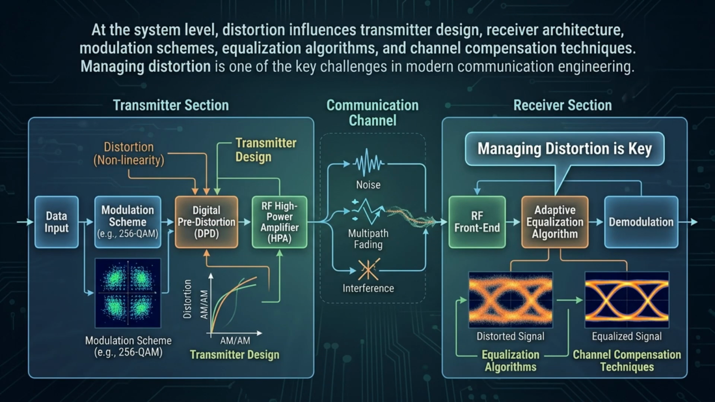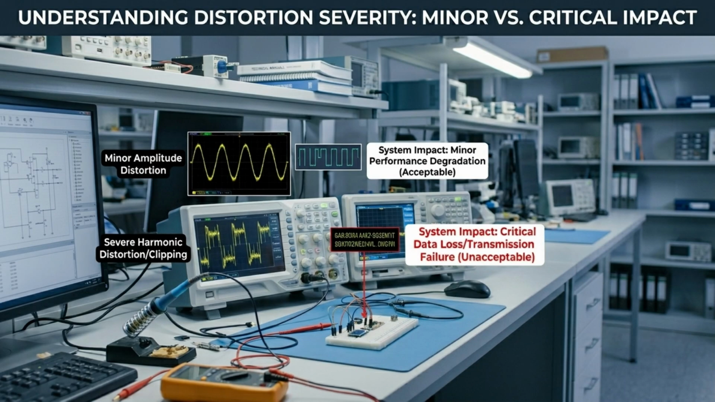At the system level, distortion influences transmitter design, receiver architecture, modulation schemes, equalization algorithms, and channel compensation techniques. Managing distortion is one of the key challenges in modern communication engineering. Not all distortion is equally harmful. Some forms may have only a minor impact on system performance, while others can completely destroy transmitted information. Engineers therefore focus not only on detecting distortion, but also on understanding its severity and consequences.